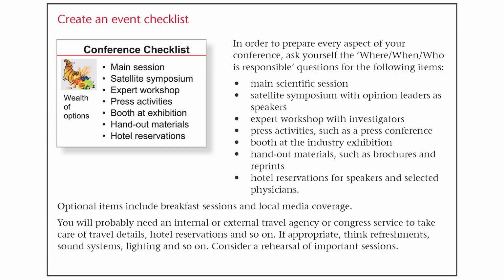Create an event checklist. In order to prepare every aspect of your conference, ask yourself the where, when, who is responsible questions for the following items. The main scientific session, the satellite symposium with opinion leaders as speakers, expert workshops with investigators, press activities, booth at the industry exhibition, handout materials such as brochures and reprints, and hotel reservations for speakers and selected physicians. Optional items include breakfast sessions and local media coverage.